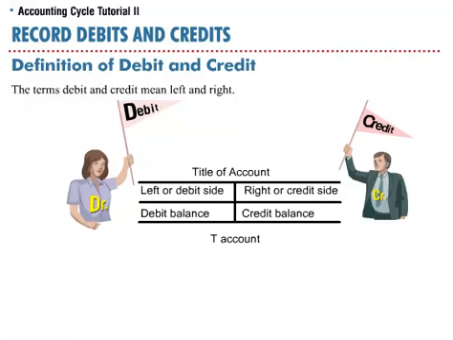The terms debit and credit mean left and right. These terms do not mean increase or decrease. The act of entering the amount on the left side of the account is called debiting the account, and making an entry on the right side is crediting the account. When the totals of the two sides are compared, an account will have a debit balance if the total of the debit amount exceeds the credit. Conversely, an account will have a credit balance if the credit amount exceeds the debit.